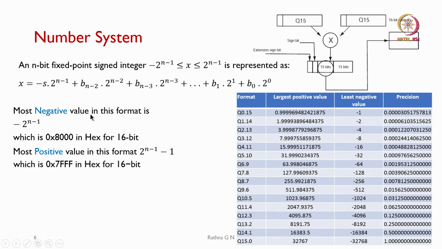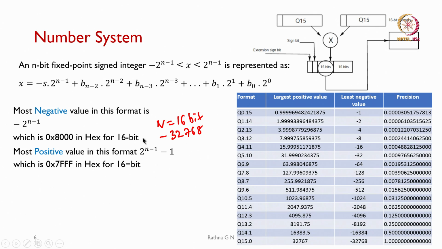The most negative value I can represent with this number system is minus 2 to the power of n minus 1. Because we have considered n is equal to 16 bit in our processor, the most negative value I can represent with this representation is 0x8000 in hex basically, or we call it minus 32768 in decimal.